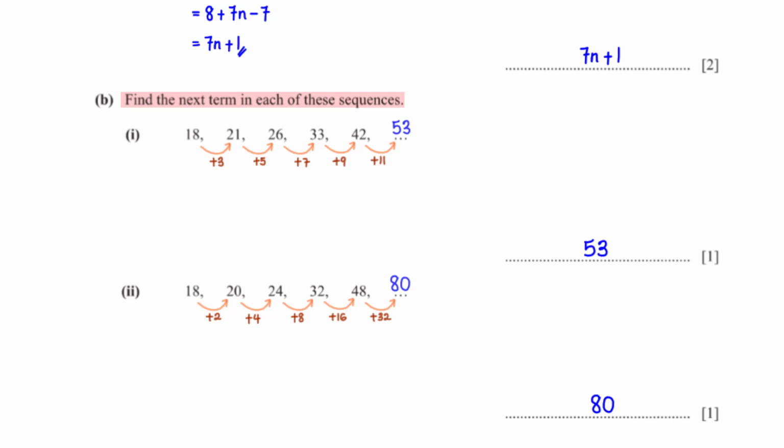Find the next term in each of these sequences. For this sequence, we see that the difference between the terms are increasing by a constant difference of 2. So to get the next term, we add 11 to 42, which gives us 53. For this sequence, we see that to get the next term in the differences, we multiply the previous by 2. So to get the next term, we add 32 to 48, which gives us 80.